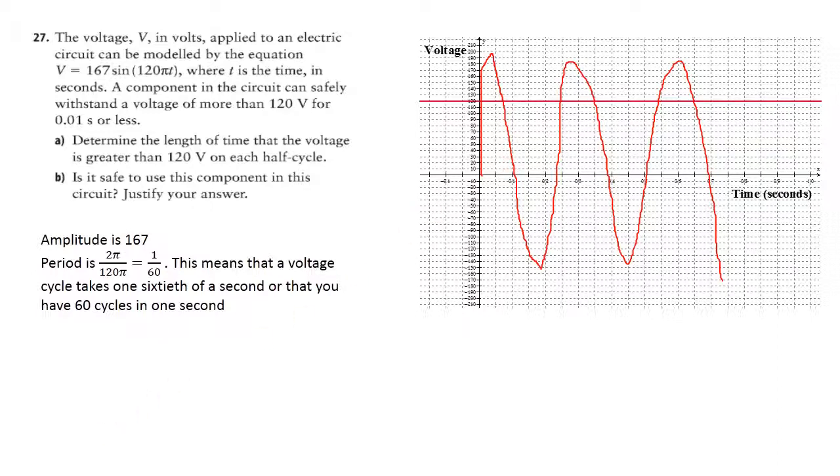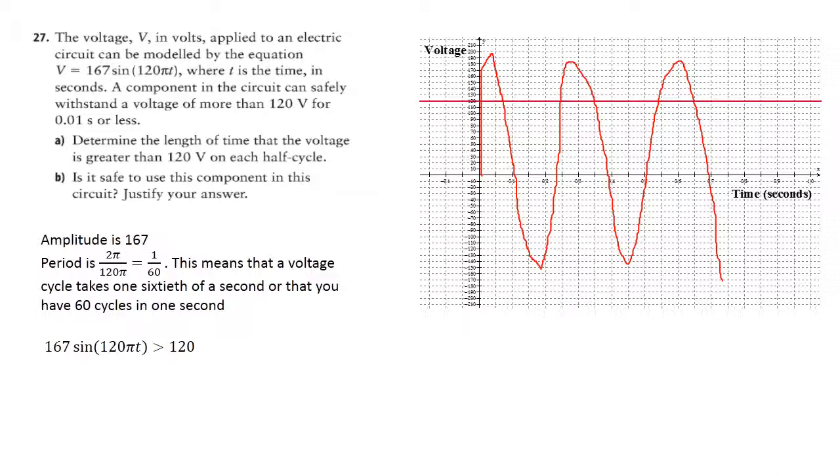Okay, so let's go back and look at the question again. And we're going to take this as kind of like an inequality. We're taking 167 sine 120 pi t to be greater than 120.